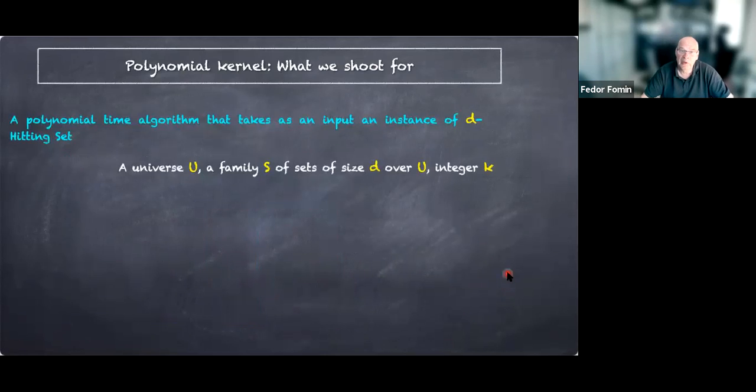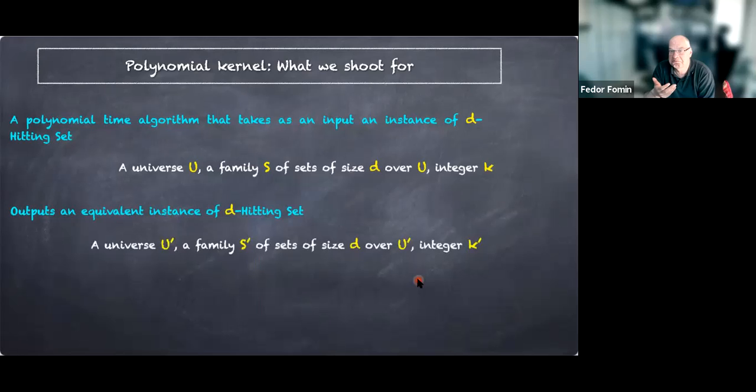Yes, so what I want to do is construct a polynomial time algorithm that takes as input an instance of d-hitting set and outputs an equivalent instance of d-hitting set. Equivalent means it's a yes instance of the problem if and only if the original instance is also a yes instance.